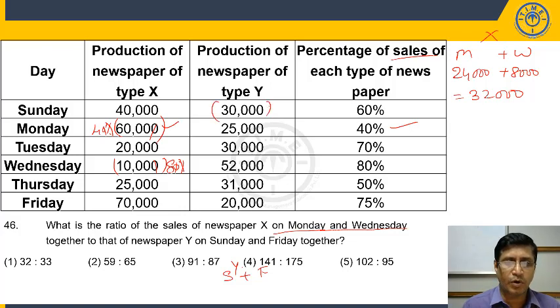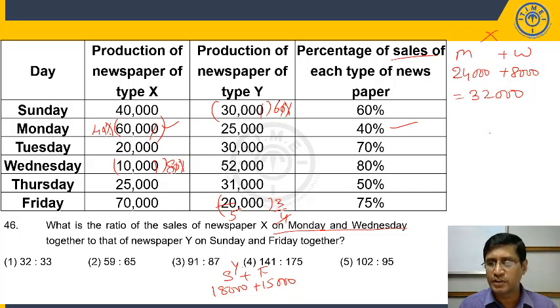60% of 30,000. So 60% means zeros to zero we can cancel. 6 into 3, it is 18,000. On Friday, 75% means it is a 3/4 value. 4 goes exactly 5 times. 5 into 3 is 15,000. The sum of these two values is equal to 33,000.